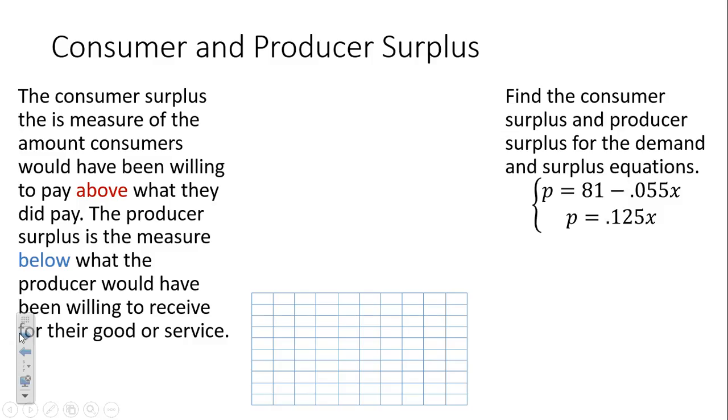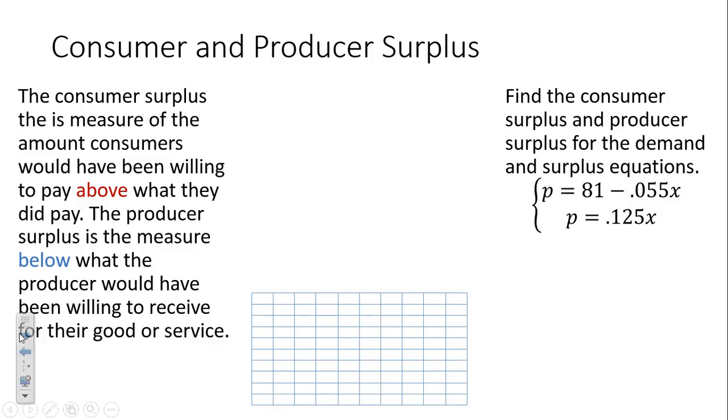The consumer surplus is the measure of the amount that consumers would be willing to pay above what they already did pay. Those of you who got a new iPhone 7, was it too expensive? Obviously not, you paid for it, right? But what's that threshold? How much more could Apple have charged before you decide, hey, it's not worth it, I'm going to something else? Make sense? That's the consumer surplus.